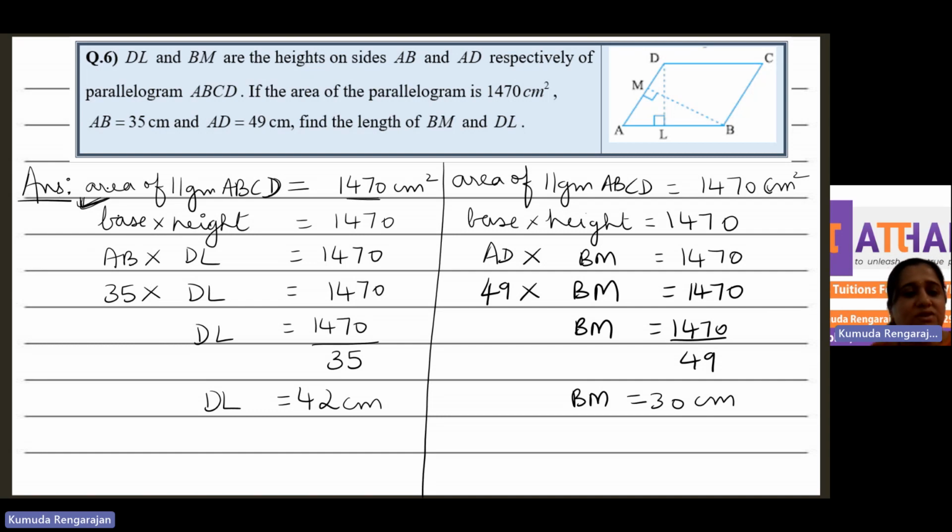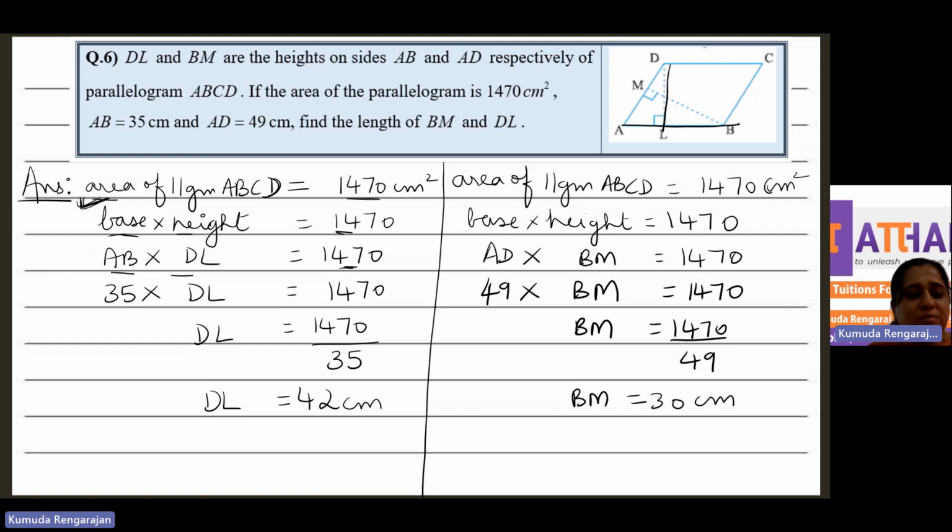Next step, bring some change. What is area? Base into height is equal to 1470. Next step, some change. What is the base? AB. And what is the corresponding altitude? DL. So next step, you should write AB into DL is equal to 1470. Now don't ask me, you're not changing 1470. That is a number, you cannot change that.